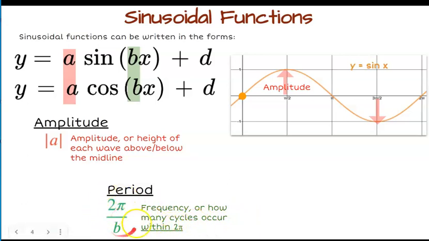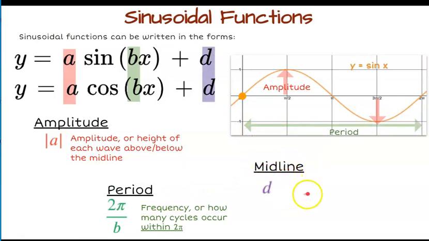We can manipulate this when we know our period, and if we were looking for the value of b, we can manipulate this 2 pi over b. And the d stands for the midline. We know to calculate the midline, we'll use maximum plus the minimum, then divided by 2.